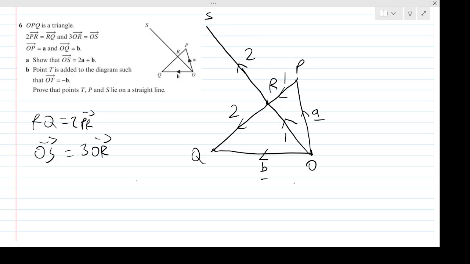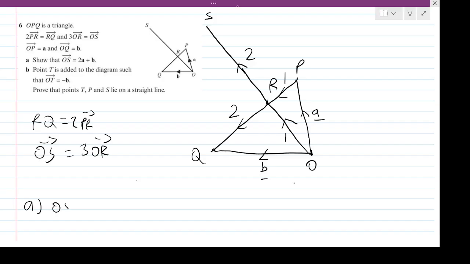Right, okay. We then need to show that firstly, OS is 2A and B. So we need to find a vector for OS, right? So, O to S then. Well, I know that OS is 3 lots of OR, right? I can start with that. So then I need to find a vector for OR, right?